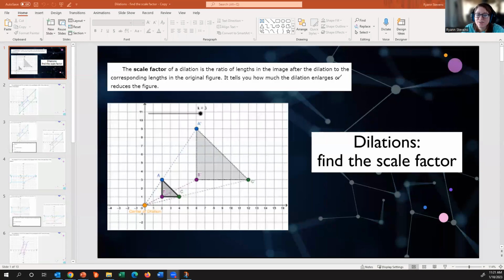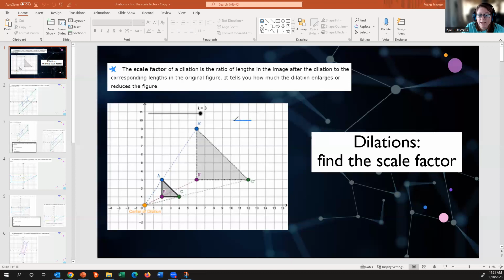Hello, we are going to be looking at dilations and finding the scale factor from a pre-image to its image. So this is really important over here. It states the scale factor of a dilation is the ratio of lengths in the image after the dilation to the corresponding lengths in the original figure. It tells you how much the dilation enlarges or reduces the figure.